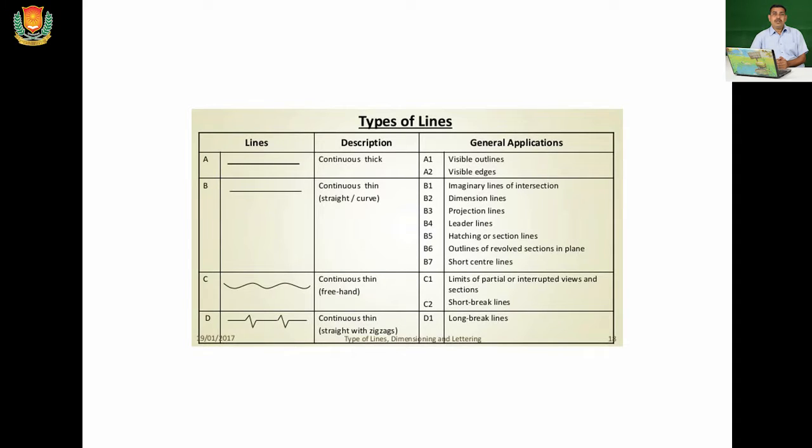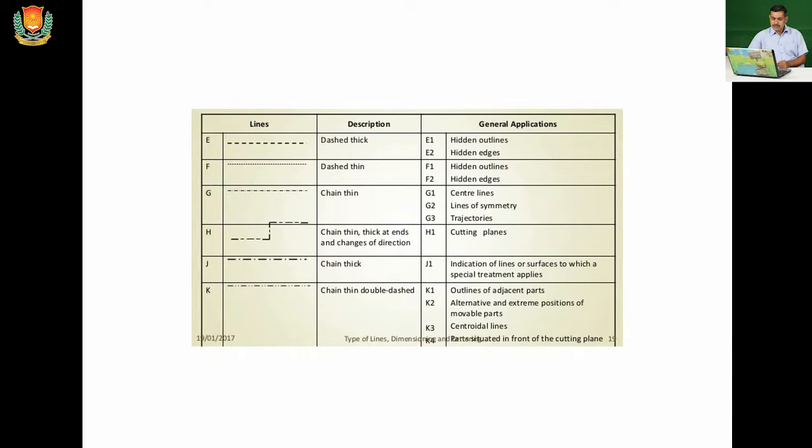The freehand line or zigzag line is used to show the continuity of any object. If the object is very big and we have to draw just a specific part of that object, the remaining part we show with a straight zigzag line or freehand line. Dash line: if some part is hidden, that part is in the object but is not visible, so we draw that part with the help of a dash line or hidden line. The chain thin line shows the center part of any object.